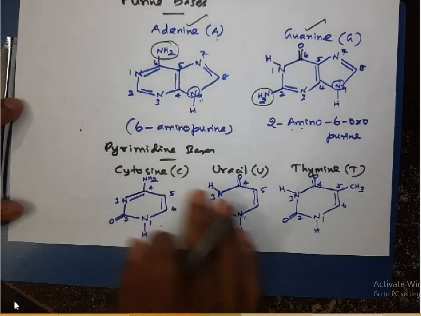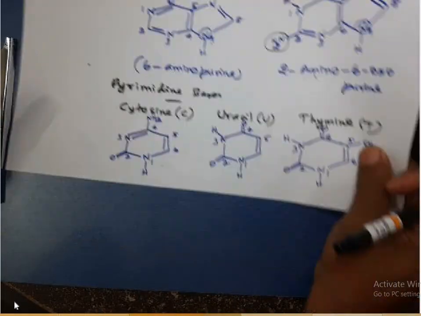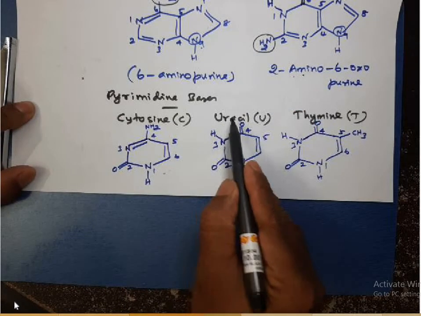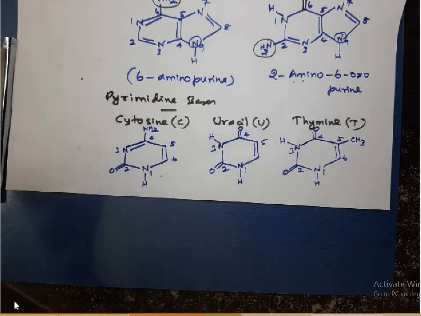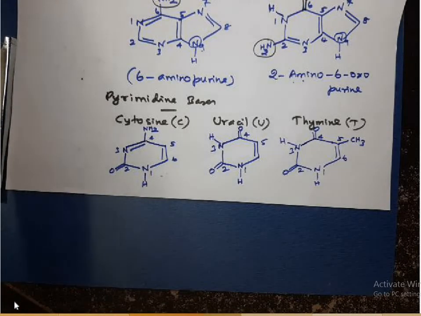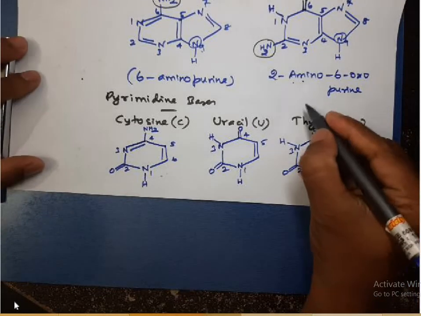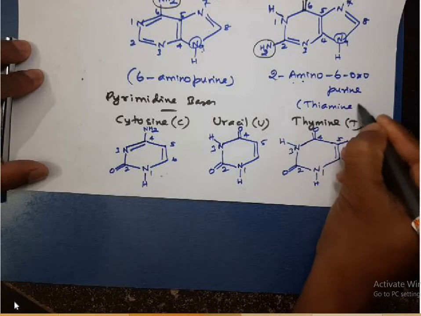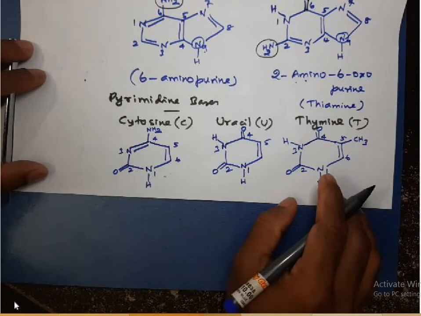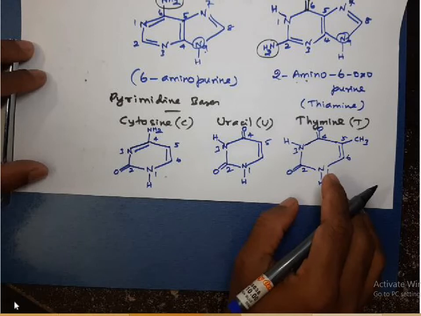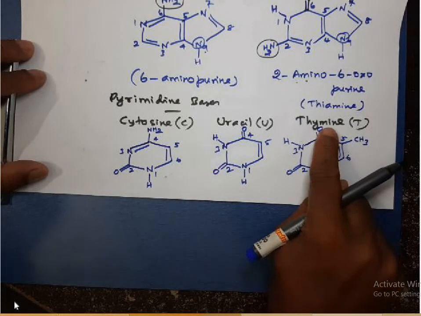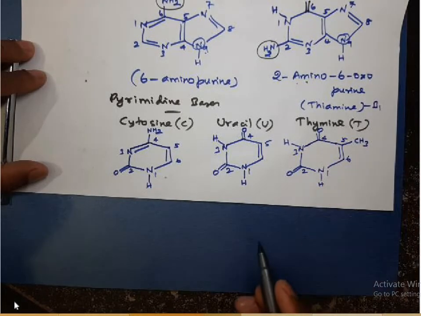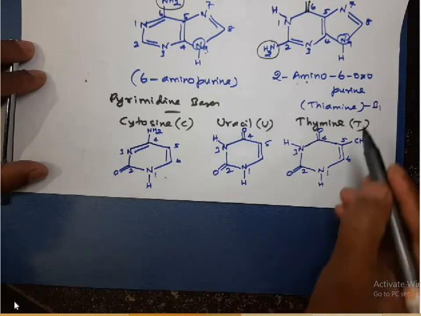Then what about pyrimidine bases? In pyrimidine we have three bases: cytosine, uracil and thymine. Students, here this is a very essential point. Often students may write thiamine instead of thymine. What is thiamine, students? Thiamine is actually vitamin B1. Okay, so keep this in mind.